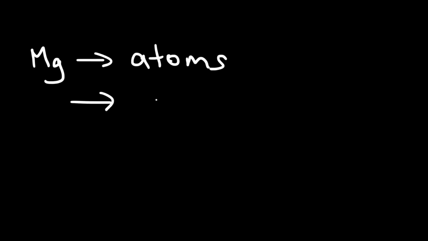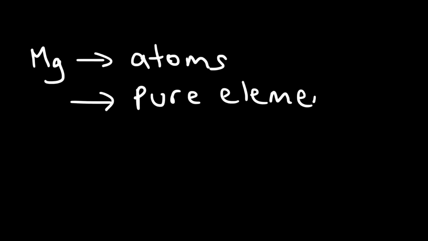Now what about, let's say, magnesium? Magnesium is a metal, and metals typically are composed of atoms. And since we only have one type of atom, it's a pure element. And so that's all we can say about magnesium.